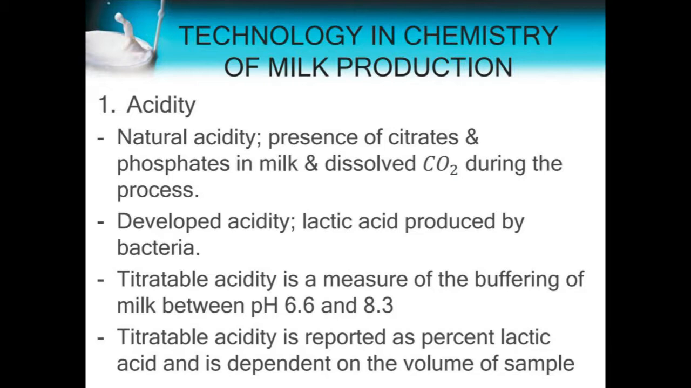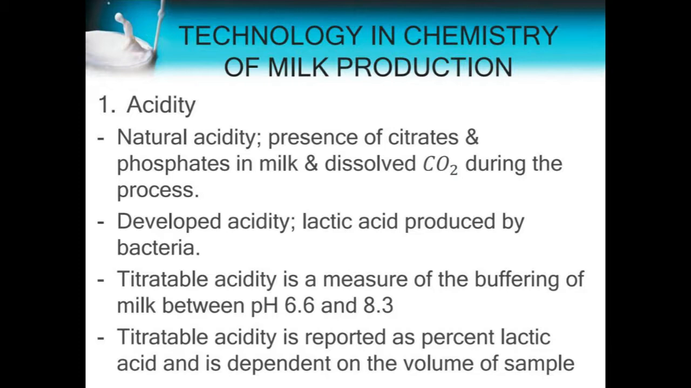There are two types of acidity in milk. The first one is natural acidity due to citrates and phosphates present in the milk and dissolved carbon dioxide during the process of milking. The second one is developed acidity. This is due to the lactic acid produced by bacteria. Because when the bacteria use the lactose in the milk as a nutrient, it will convert the lactose to lactic acid. Generally, the acidity of milk means the total acidity, which is natural plus developed, or titratable acidity.